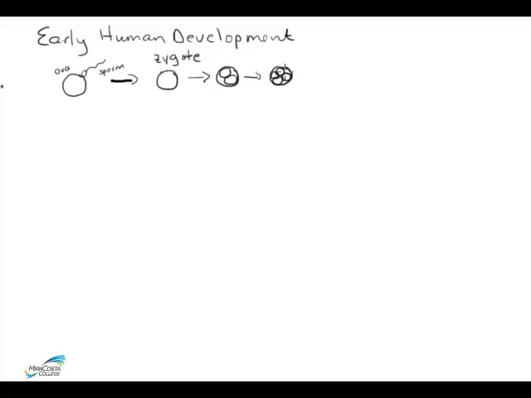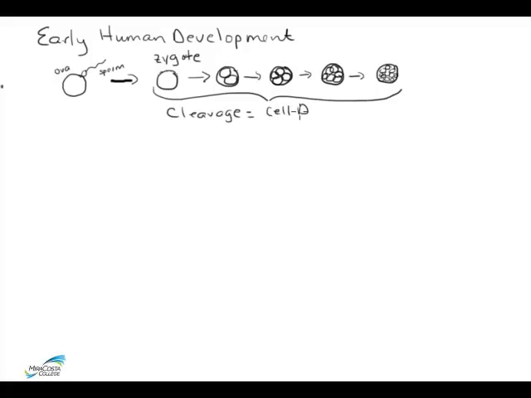But the interesting feature about these new cells that are being produced is notice that they don't grow in size, right? They're contained within this membrane, and the cells actually get smaller and smaller with each cell division, right? So ultimately, you end up with this little ball of cells that's contained within this membrane. And this earliest set of cell divisions, this earliest process of development, is referred to as cleavage. It's cell division without cell growth.